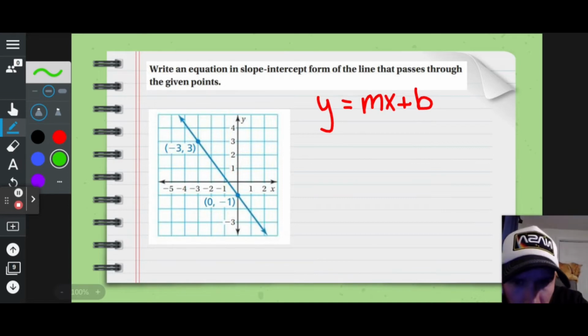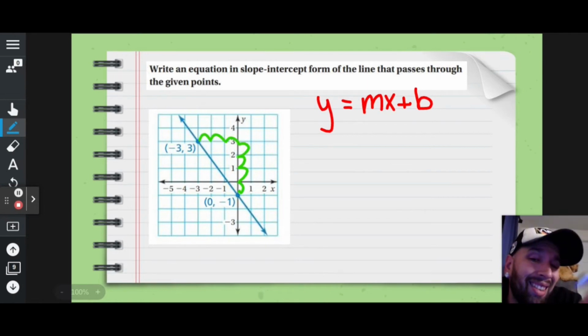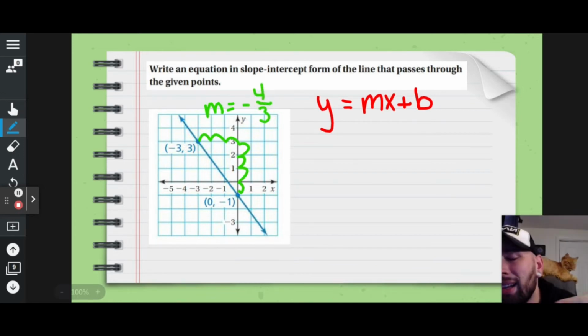So I can find my slope. The numbers are normal by going up 1, 2, 3, 4, over 1, 2, 3, knowing that this guy is negative because it goes up and to the left or down and to the right. And so since I went up 4, it's negative 4 over 3 because I went left 3.